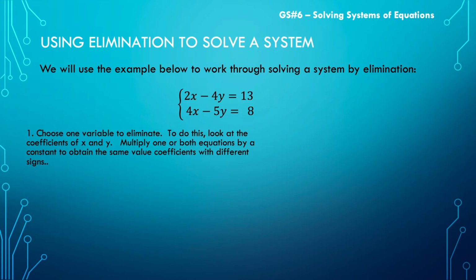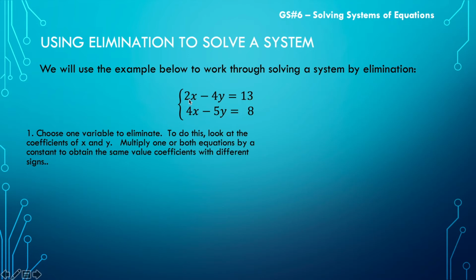So in this system, you could definitely eliminate the x's. If we wanted to do that, we would look at the relationship between the 2 and the 4, and if one is a factor of the other, we would multiply the one that's a factor by what we would need to multiply it by to achieve the multiple that is the coefficient of the other variable here. So in this case, if I multiply this 2x by 2, I would get a 4x actually, right?